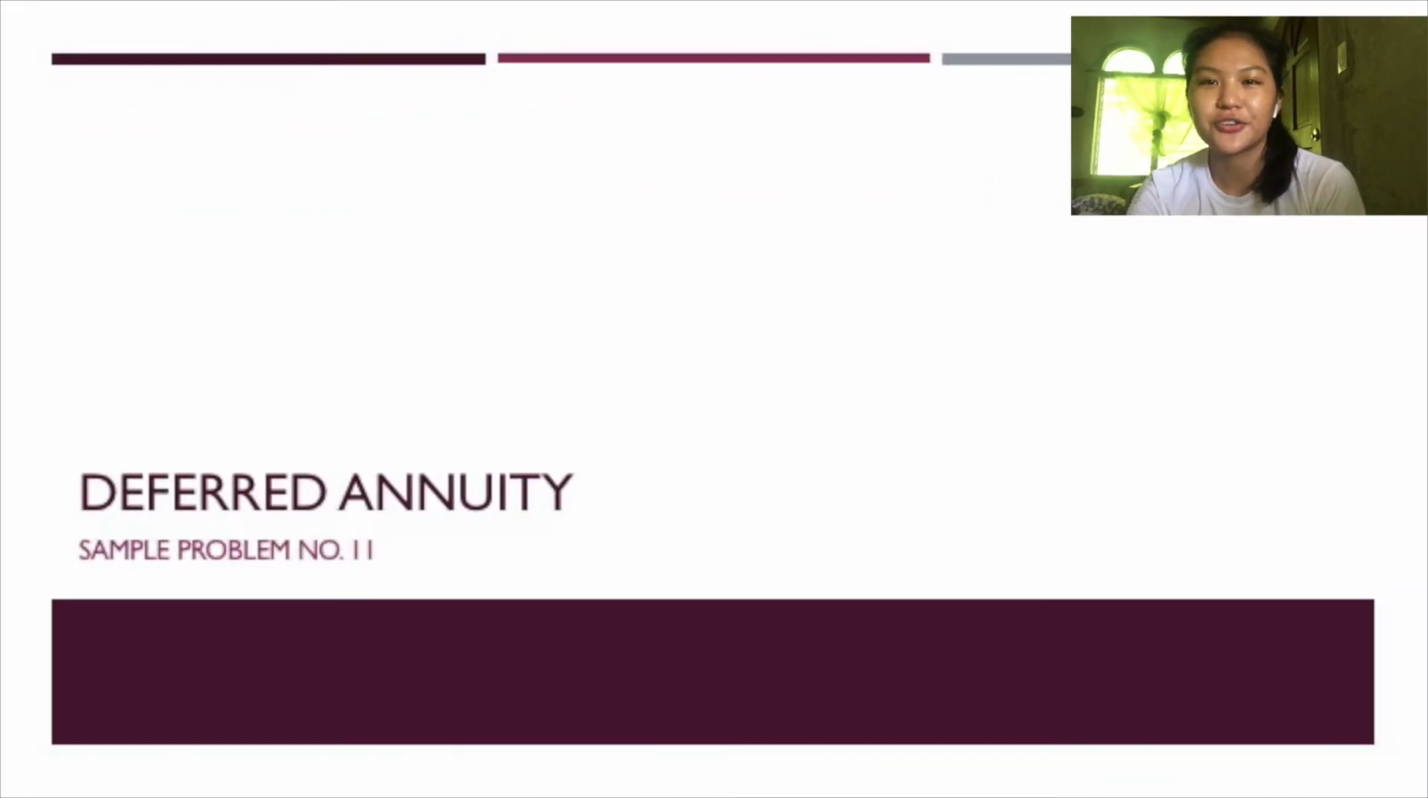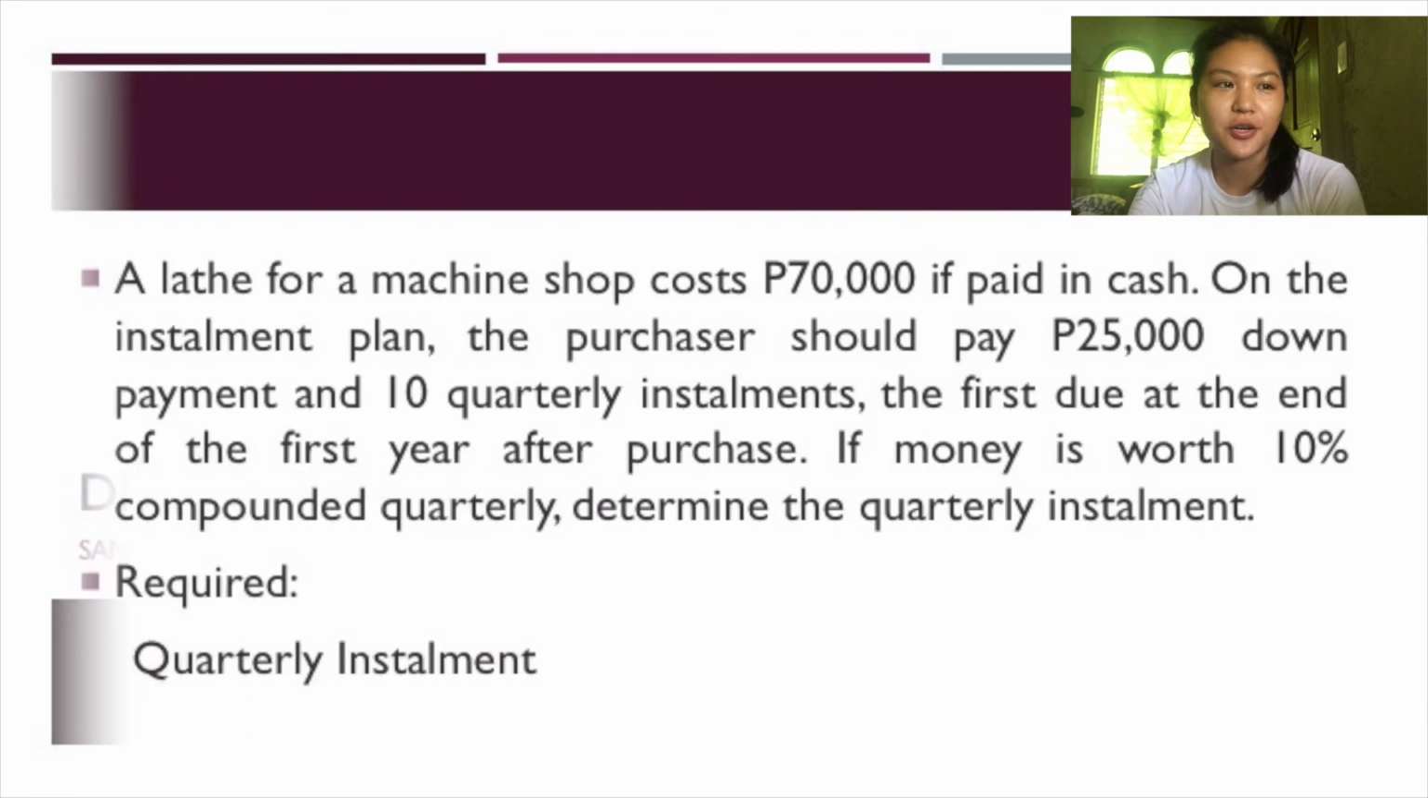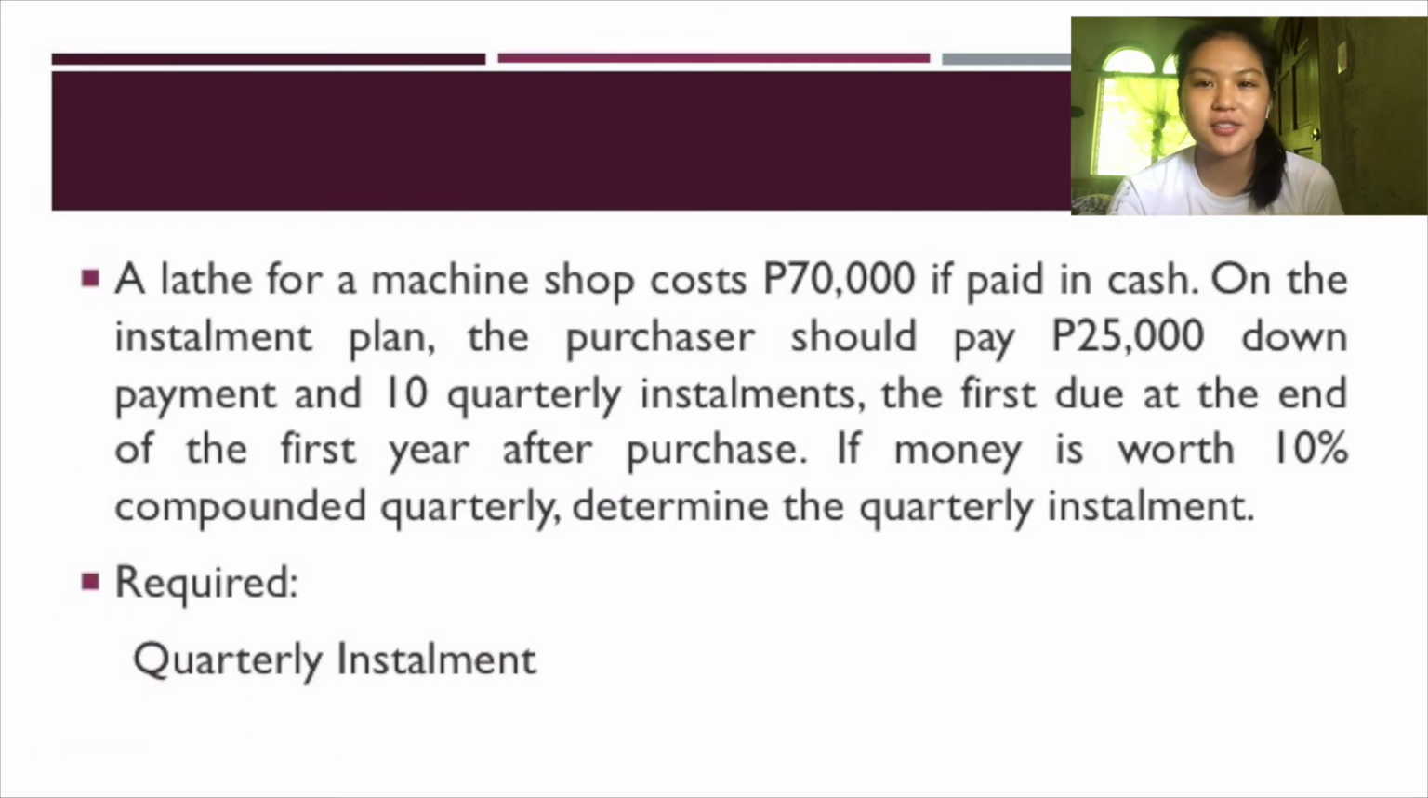So let's talk about deferred annuity. For problem 1, a lathe for a machine shop costs 70,000 pesos if paid in cash. On the installment plan, the purchaser should pay 25,000 pesos down payment and 10 quarterly installments, the first due at the end of the first year after purchase. If money is worth 10% compounded quarterly, determine the quarterly installment.